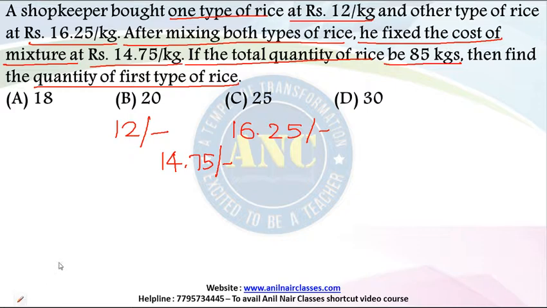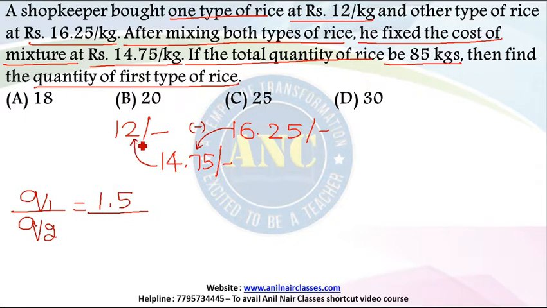Where is the difficulty here? Can I use the same methodology? Q1 by Q2 is nothing but 16.25 minus 14.75, which is 1.5, divided by 14.75 minus 12, which is 2.75. 1.5 is 15 and 2.75 is 27.5 if I multiply by 10. So, in other words, it is 150 divided by 275.